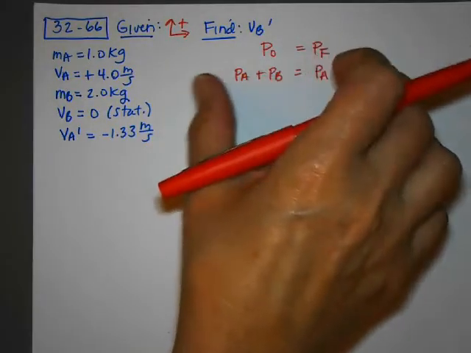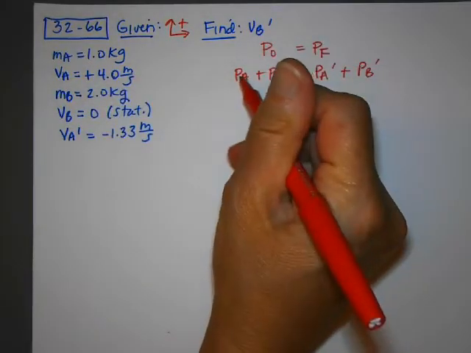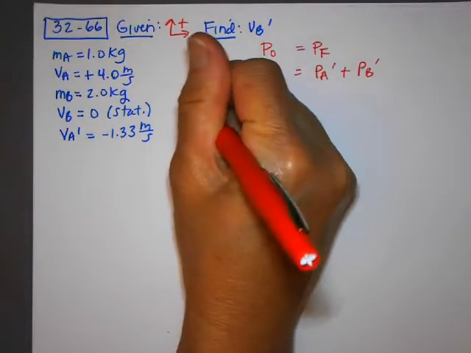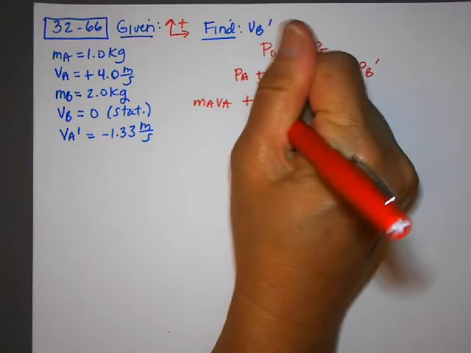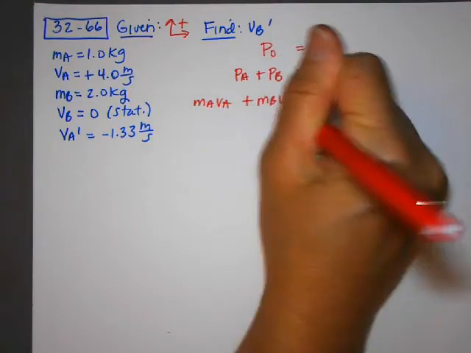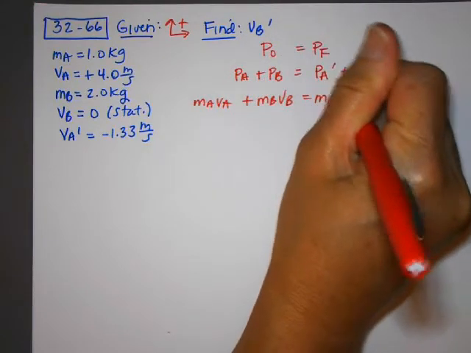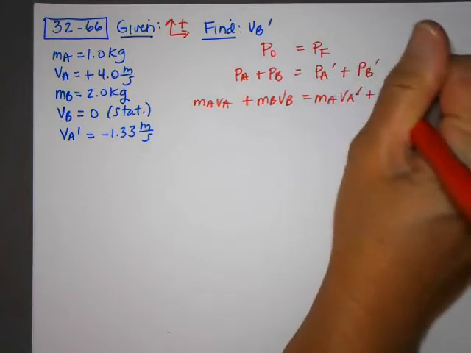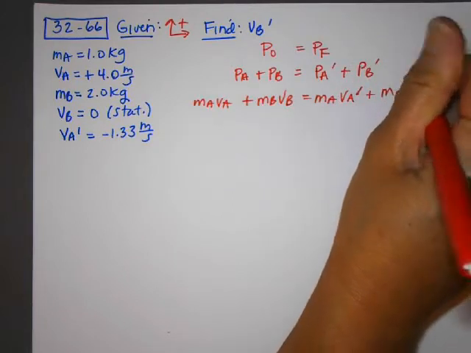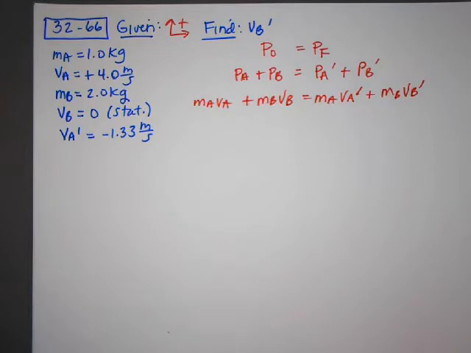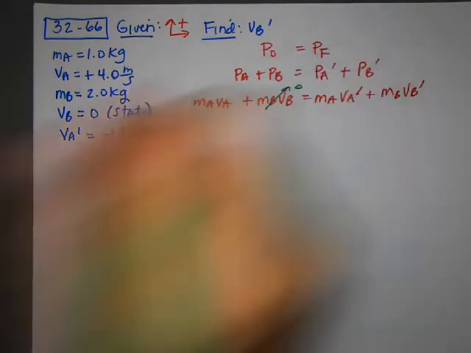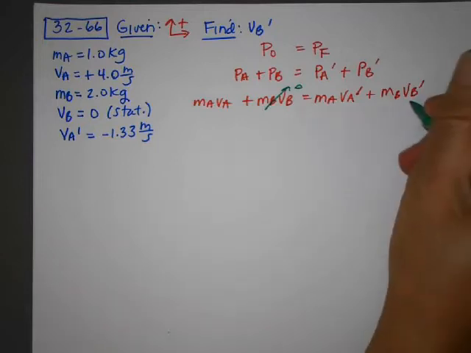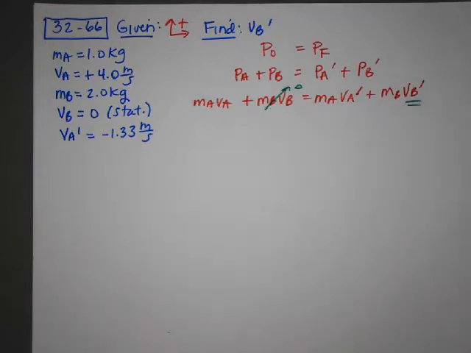Now I'm going to stretch this out. PA is actually going to be MAVA plus PB, which is MBVB, and that's going to be MAVA prime plus MBVB prime. Before I do anything else, I know that VB is 0, so this goes to 0 and I can eliminate that, and I want to solve for VB prime.